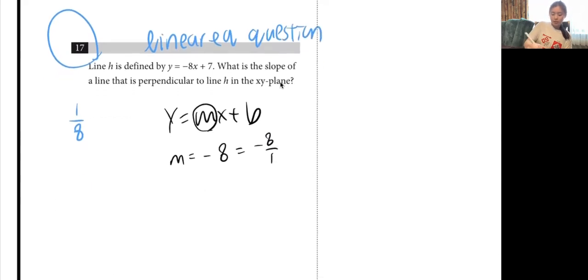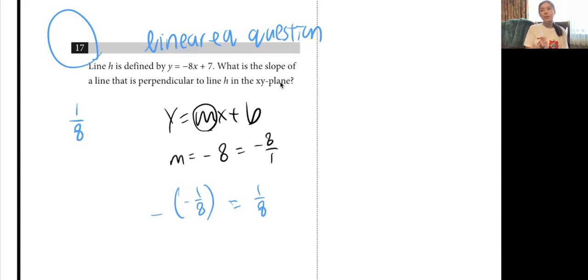And yeah, so flip it, -1/8, times it by a negative because it's a negative reciprocal, and you'll get 1/8. And since you're not asked on the constants or anything, you just need to focus on the slope. And if the line is perpendicular to the equation you're given now, the slope is the slope.